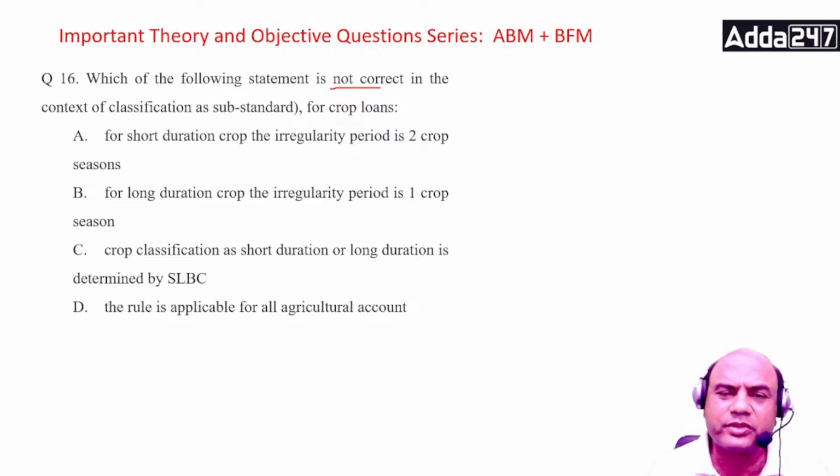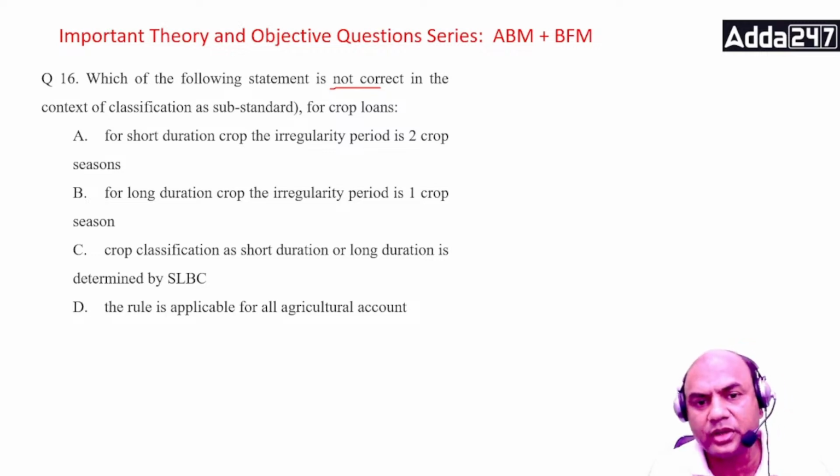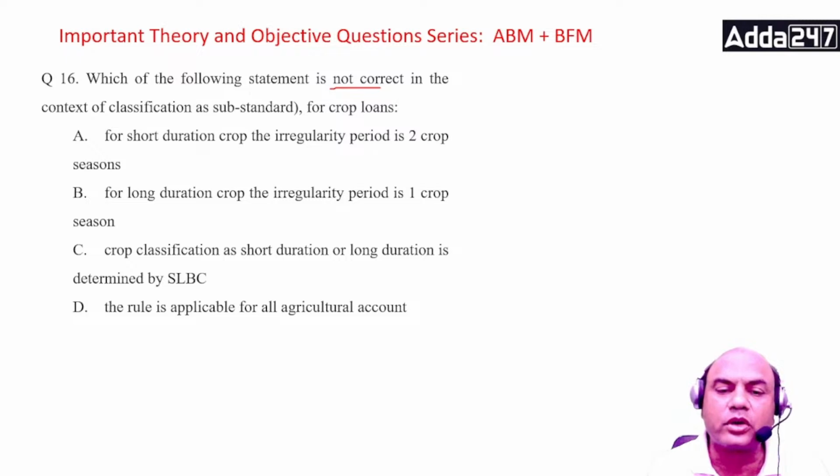We are not concerned with that actually. The banker gets the list of those crops. You get it from the head office, and the head office gets it from RBI. So, 2 crop seasons, short duration and long duration. Generally turmeric is considered a long duration crop. So now the question is, we want the one which is not correct.